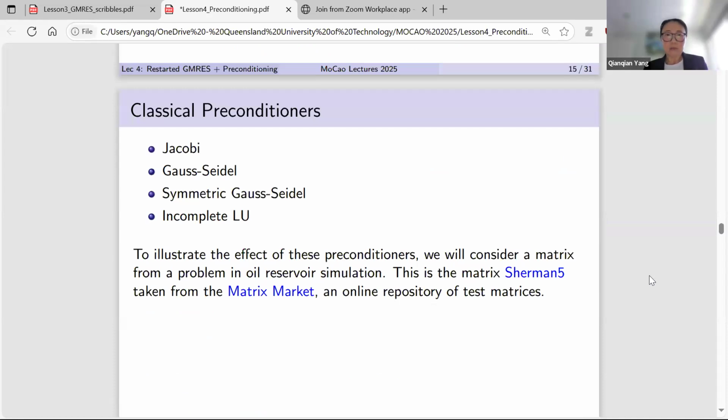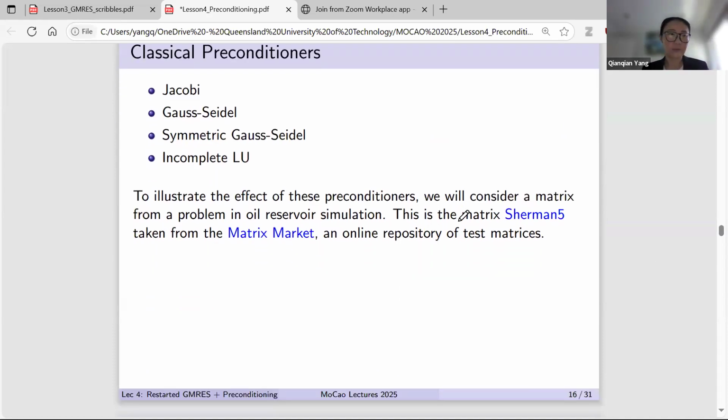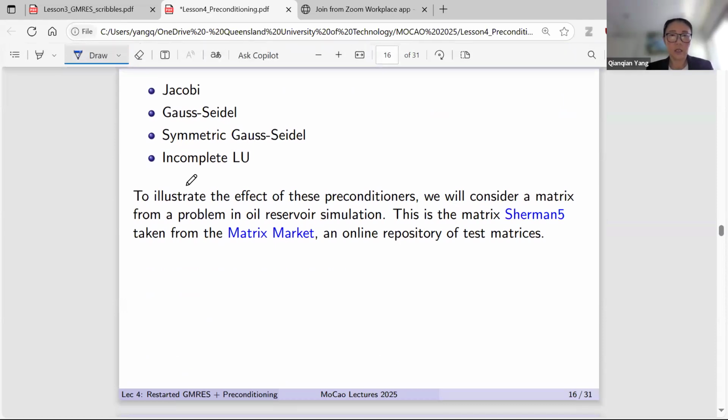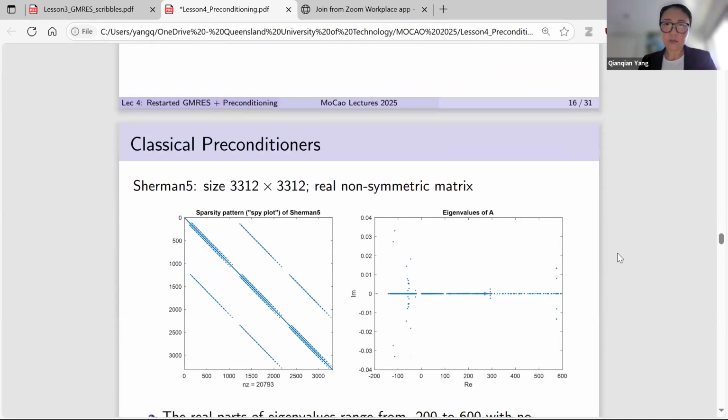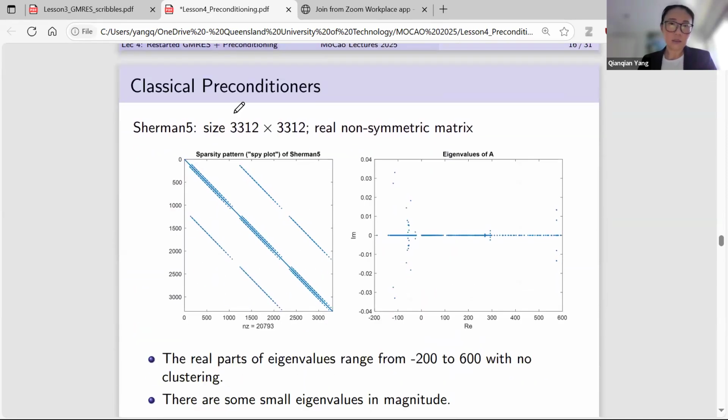All right, so now let's have a look at a few classical preconditioners. For this lecture, we're going to use the same example Tim used in the last lecture. It's called Sherman 5, a matrix from a real problem in oil reservoir simulation. We get this from the Matrix Market website. Let's have a look at what this matrix looks like. It's a matrix of size 3000 by 3000 something, and this is the sparsity pattern. It's a sparse matrix.